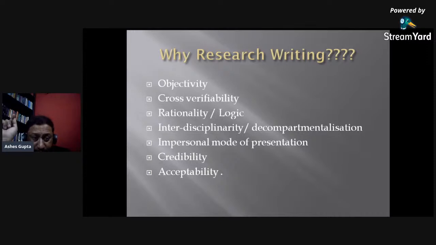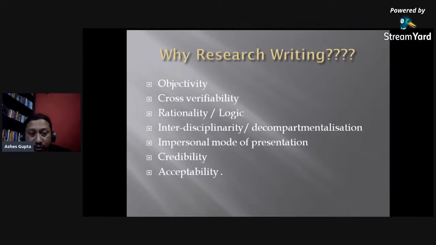Impersonal mode of presentation. As I said, there cannot be any vent of personal emotions, feelings, sentiments when you are writing your research paper. Even if you are keen on presenting something which is very personal to you, very subjective to you, remember the presentational mode should do justice to the rationality of that particular presentation. That is, if you are presenting something which is very personal to you, your presentation should not make it personal.